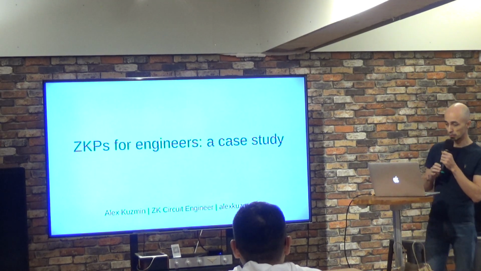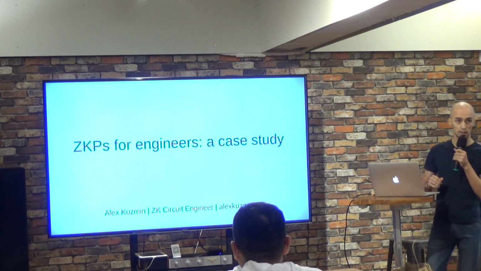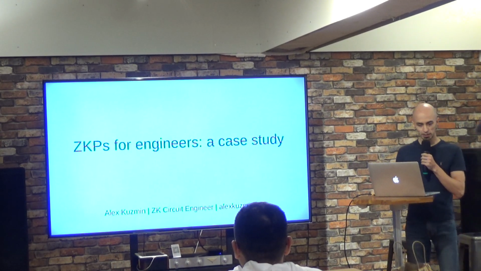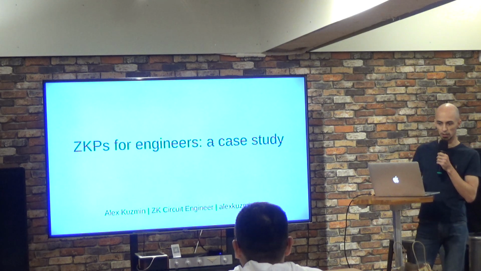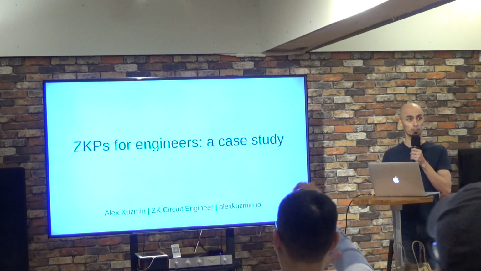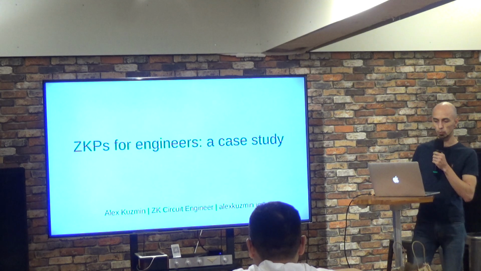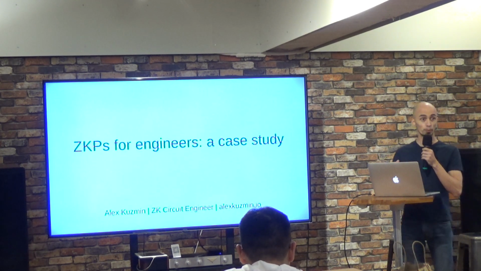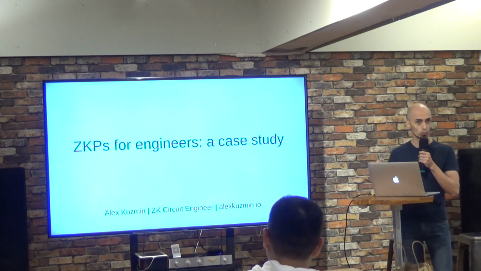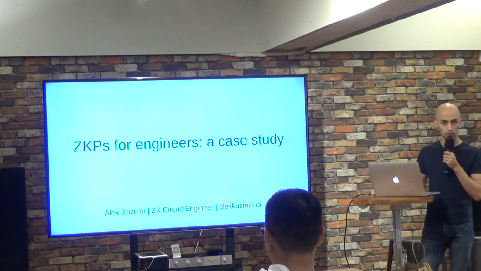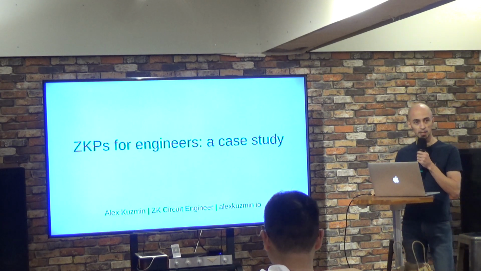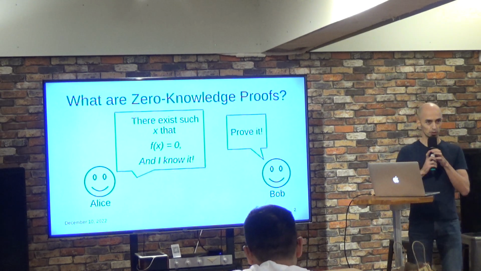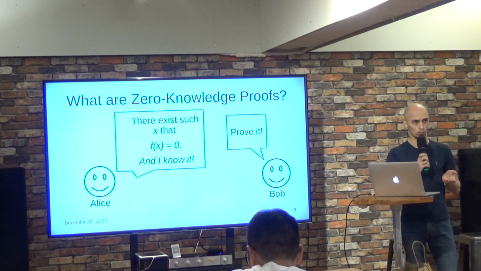Hi everyone, my name is Kuzmin. I'm a ZK circuit engineer, and today I want to talk about the practical applications of zero-knowledge proofs, and we will take a look at a particular example of zero-knowledge proof application. We will follow the thought process behind transforming an application that was not a zero-knowledge proof application initially into a ZKP-enabled one. So, before we start, how many engineers do we have here?